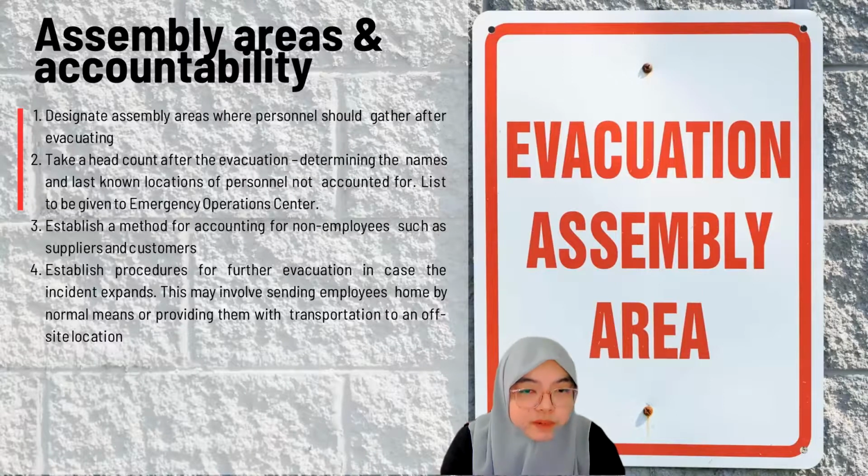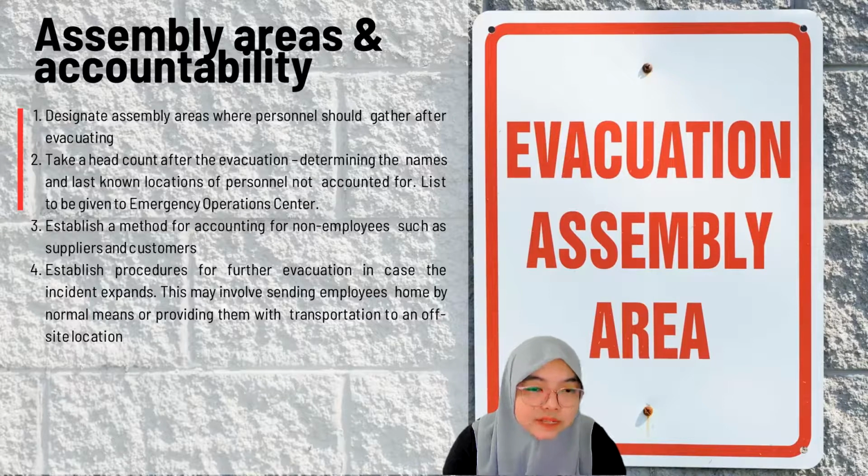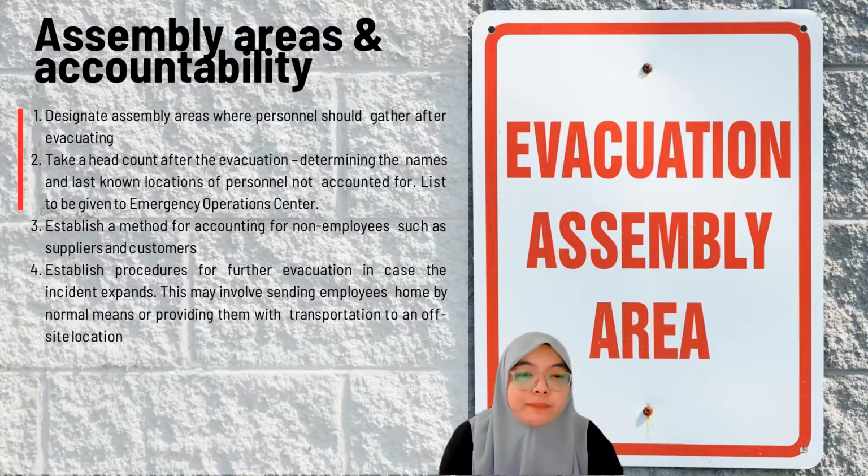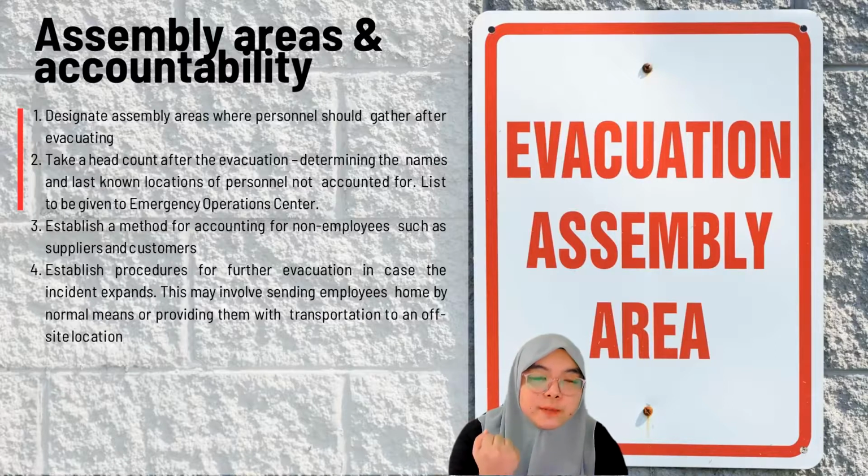Okay, so establish a method of accounting for non-employees such as suppliers and customers. You need to check what kind of methods and measures you are going to take for these people. And lastly, establish procedures for further evacuation in case the incident expands. So how are you going to deal with it if the incident happens very fast and is getting bigger, especially when it comes to fire?